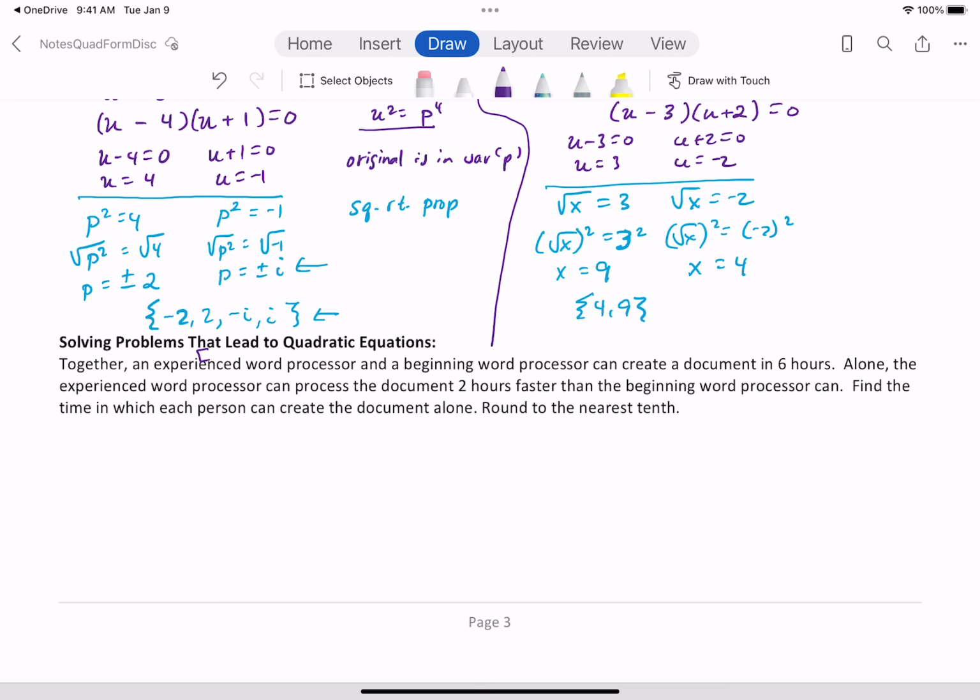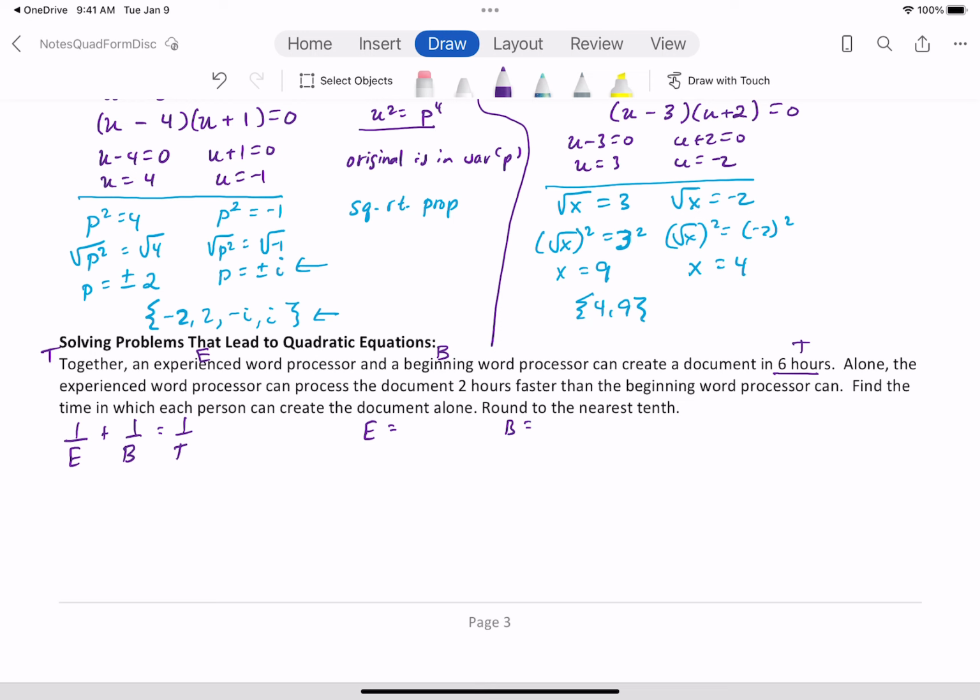We have an experienced word processor and a beginning word processor. And of course we have together. So we're still going to say 1 over the experienced plus 1 over the beginner equals 1 over together. And this says together, they can create a document in 6 hours. So that's the T. Alone, the experienced word processor can process the document 2 hours faster than the beginning word processor can. So we're going to need some expressions for these.